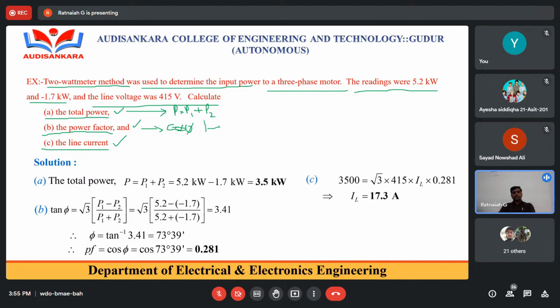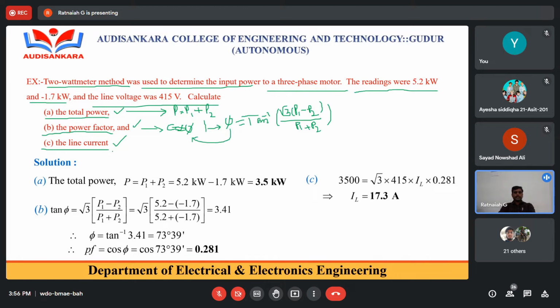Then how to obtain the phi value? So phi is equal to, again we have a formula, that is tan inverse of root 3 times the difference of both the wattmeter readings, that is P1 minus P2, divided by P1 plus P2. So this is the formula to find the phase angle. Once we calculate the phase angle, it is easy to calculate the power factor.